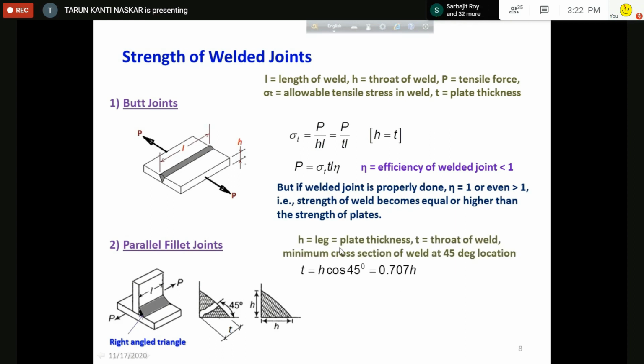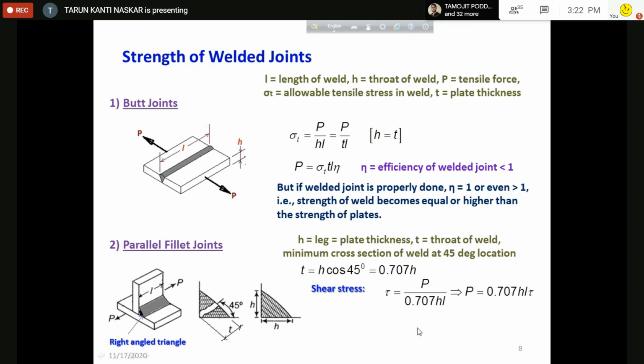Now H is the leg, which is normally equal to the plate thickness. T is the throat of the weld. This length is called the throat of the weld, the minimum cross section of the weld at the 45-degree location. That is T equal to H cos 45 degrees, that is 0.707 H.